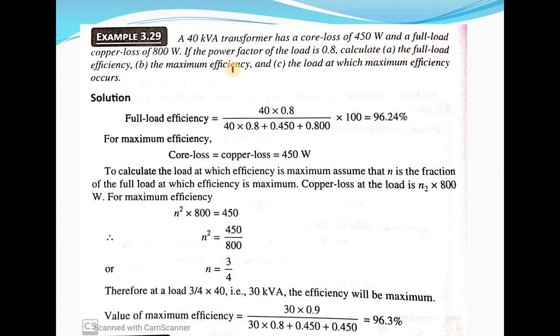So the first part is the full load efficiency. Full load efficiency is very simple. What is the full load efficiency? It is the power output at full load, meaning 40 kVA is the power output at full load.